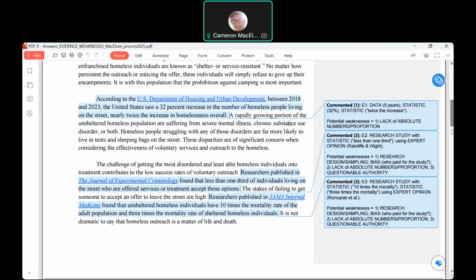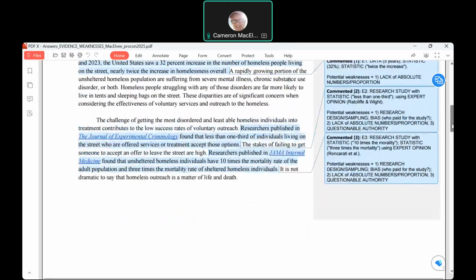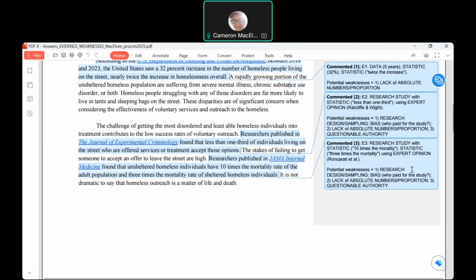Moving on to his third piece of evidence, again, it's another research study where he reports out a statistic and expert opinion. Same thing, research published in JAMA Internal Medicine found that unsheltered homeless individuals have 10 times the mortality rate of the adult population, 3 times the mortality rate of sheltered homeless individuals. Same sort of potential weakness.